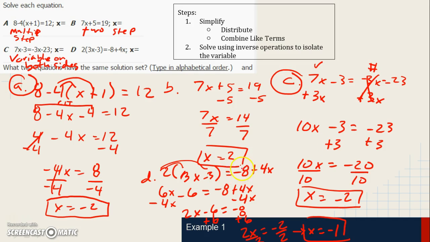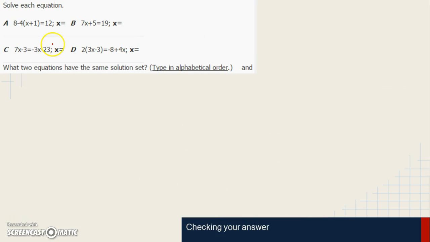So what I'm going to do in this next slide is take the answer, negative 2, and make sure that both of these actually have negative 2 as a solution. And the way I'm going to do that is I'm going to take the equation for A, 8 minus, sorry, that should be a 4. And I'm going to put in the negative 2 for x.